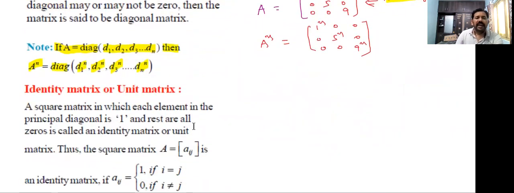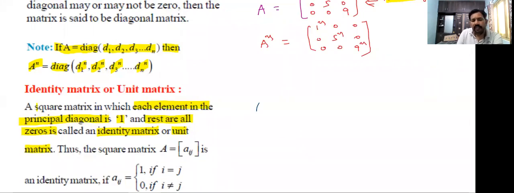Next, identity matrix or unit matrix. A square matrix in which each element in the principal diagonal is 1, and the rest are all zeros, is called an identity matrix or unit matrix. Okay. Now I will give an example.